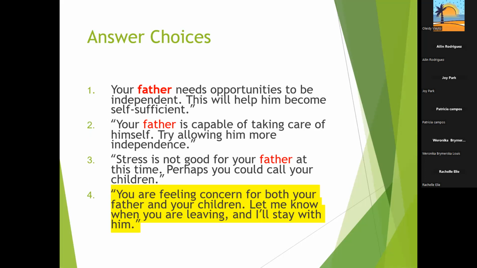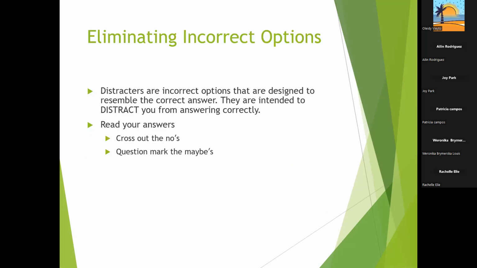Because you know who I was talking about. Okay. So again, it's not about the father, it was about the daughter in the question. So again, your answer has to match what they asked you. So eliminate the ones that don't. Good job with that one. Okay. So of course, distractors are incorrect options that are designed to resemble the correct answers. They are intended to distract you from answering correctly, right? So that's how you really need to develop these test taking strategies.